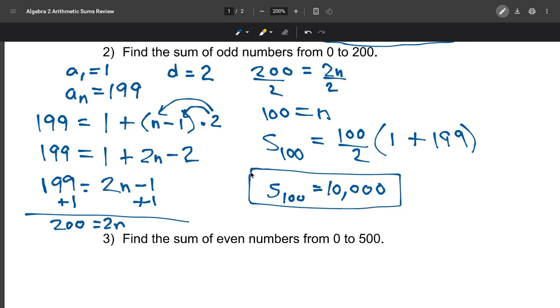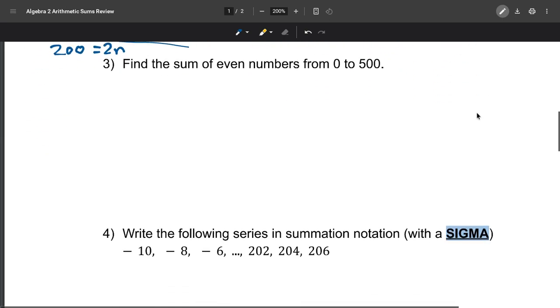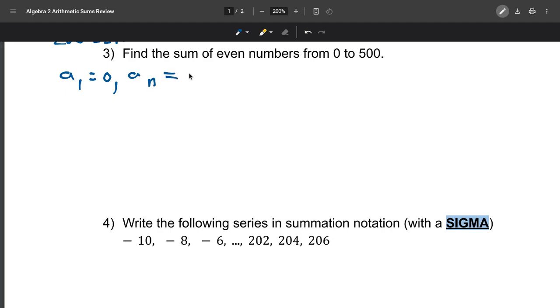So that's my second one. Okay, let's keep going. Find the sum of even numbers from 0 to 100. I didn't mean to write S there. Our first term, a sub 1, is going to be 0. Our nth term, a sub n, is going to be 500. Our common difference, d, is going to be 2, because the difference between each even number is 2.